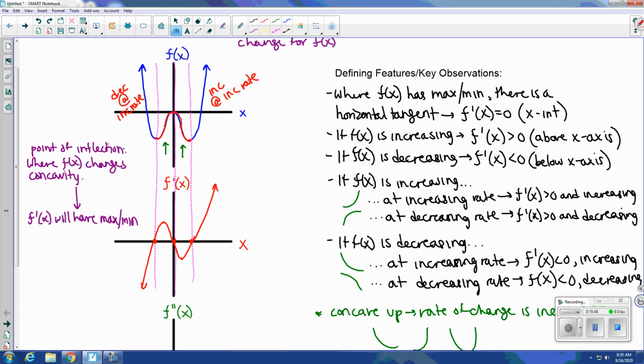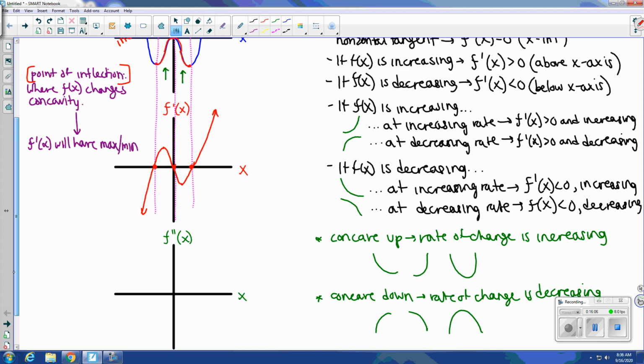You can identify the zeros for f prime by finding out where maxes and mins are for f of x, where your horizontal tangents are. You can identify where max/mins are on f prime if you look to see where points of inflection are on f of x. And again, the point of inflection is where it switches over concavity.